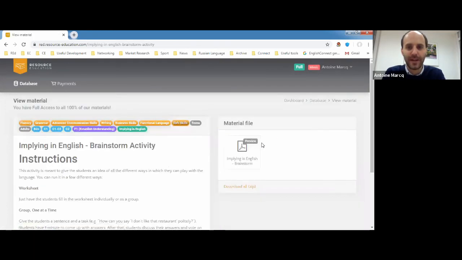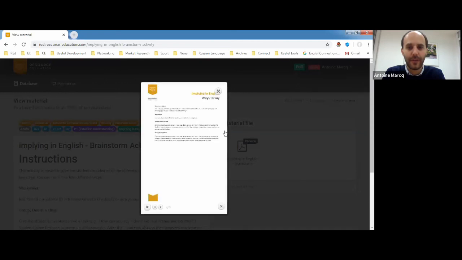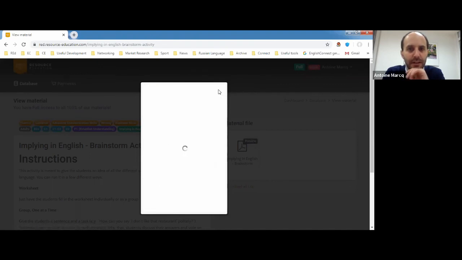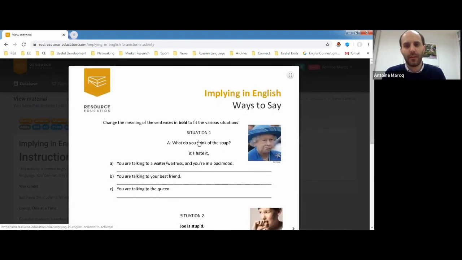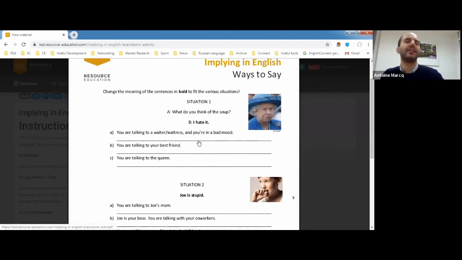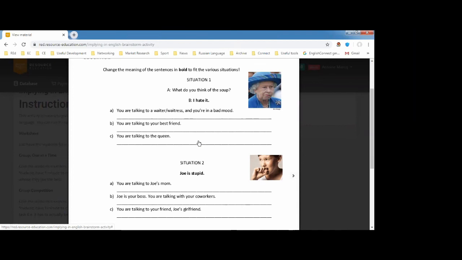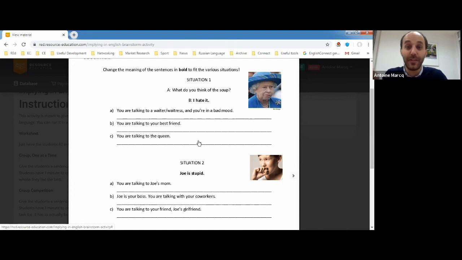And there's a very good brainstorm activity here for more exercises. There were loads of exercises in the previous handout I showed you, but this I find is a very good way to introduce the skill to students if they're unsure of what you mean by implying. Look at these different situations. You want to say the same thing, but to different people. So situation one, someone asks you what you think of the soup, and you genuinely hate it. It was disgusting. But there are three different scenarios, and I think you'll agree that you'll say it in a very different way in these three scenarios.